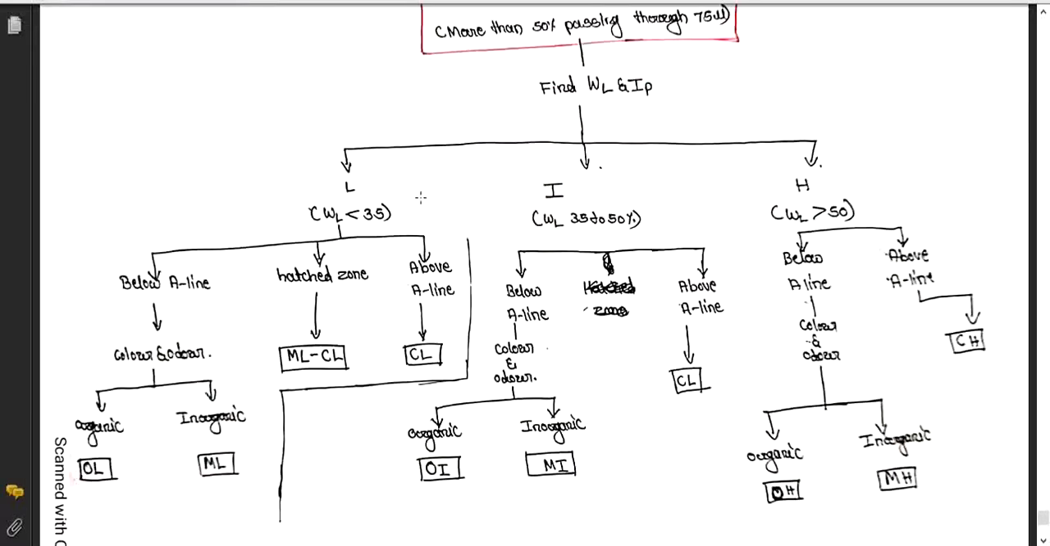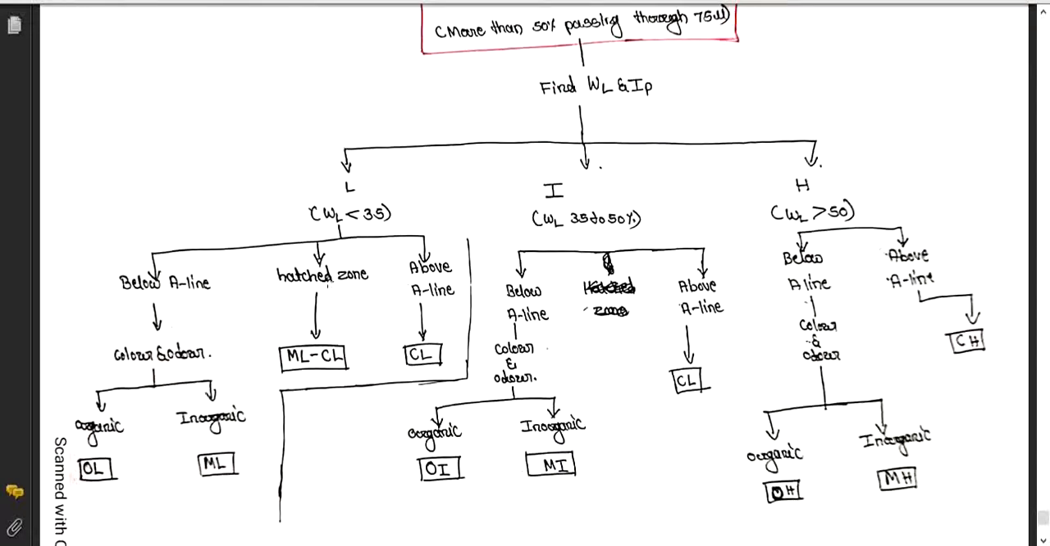After finding out the liquid limit and plastic limit, we need to find out whether it is low, intermediate or high. If it is low, low means the liquid limit is less than 35%, then we have to see whether it is falling below the A line. If it is falling below the A line, then we have to observe the color and odor. If color and odor are there, we classify it as an organic soil with low liquid limit. If color and odor are not there, we classify it as an inorganic soil, that is ML.